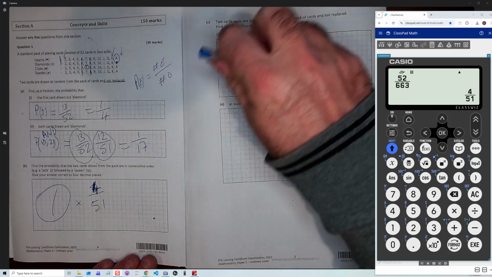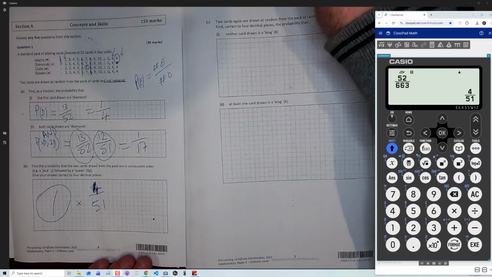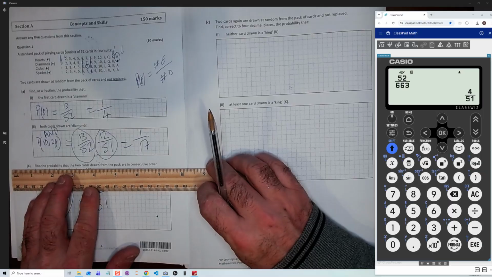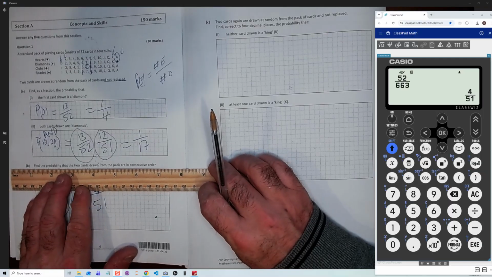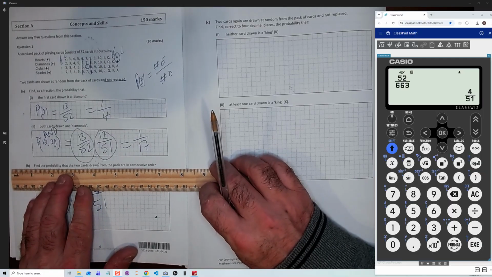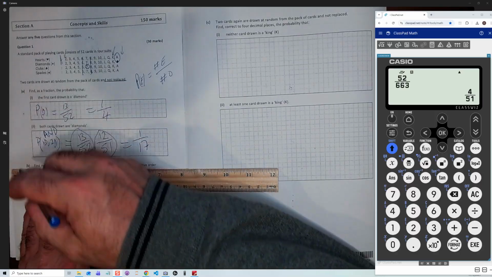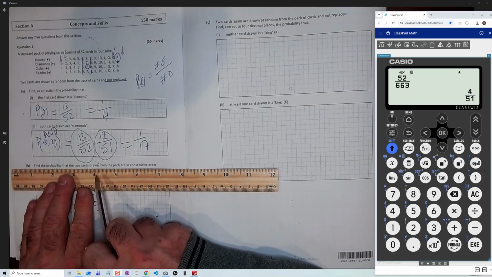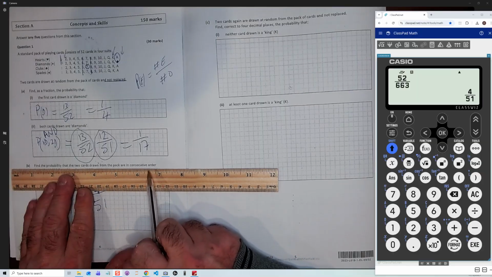Now we're going to read this very carefully because I misinterpreted it at first. That's the reason why I've had to restart the video. So we're going to read very carefully. Find the probability that the 2 cards drawn from the pack are in consecutive order.